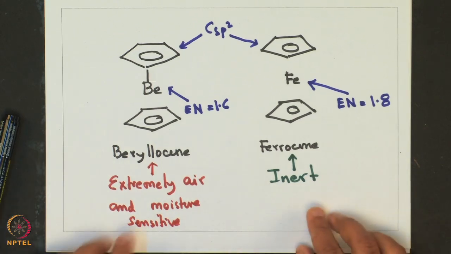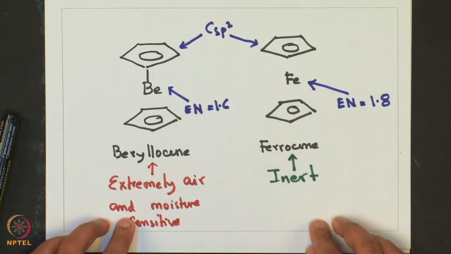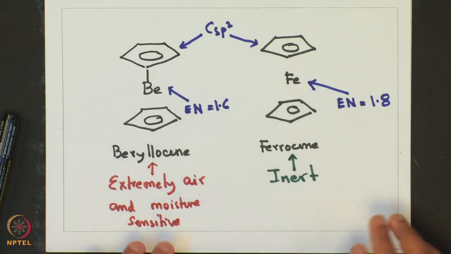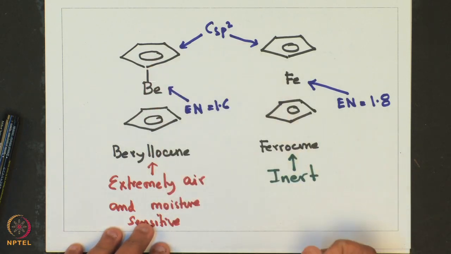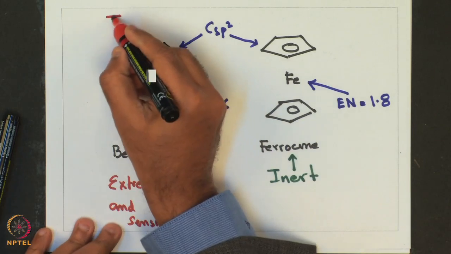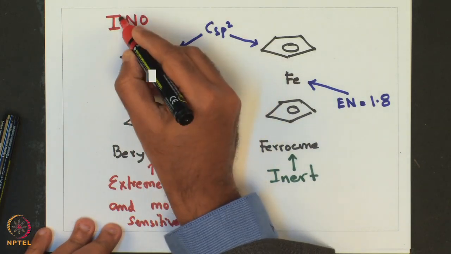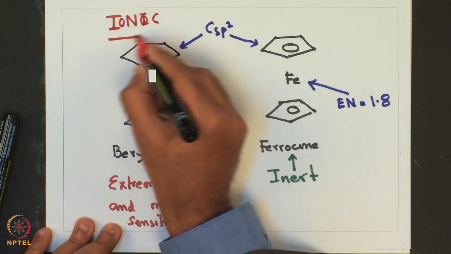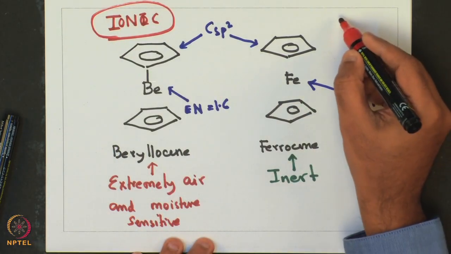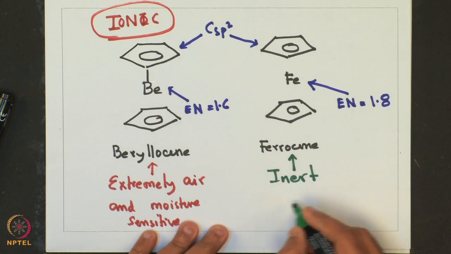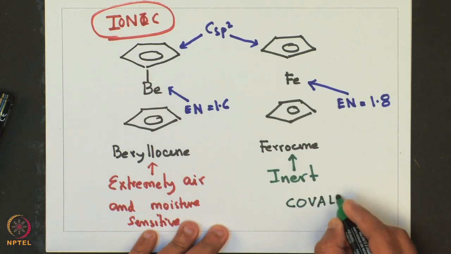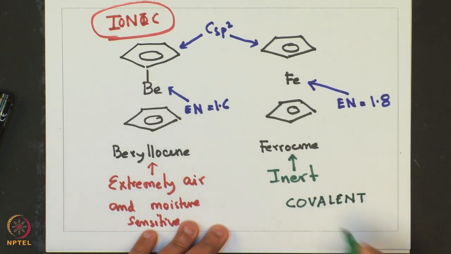So, this is an interesting example where we see the type of bonding or type of interaction dictate their property. The interaction between metal and carbon in beryllocene is very ionic, completely ionic, whereas the inertness in ferrocene arises from its 18 electron covalent interaction. This is covalent interaction, and also they obey the inert 18 electron rule.